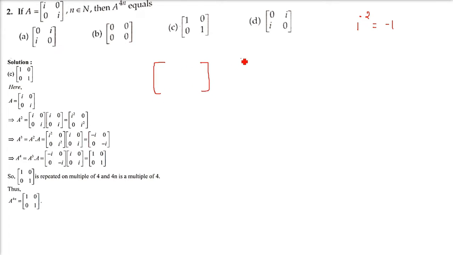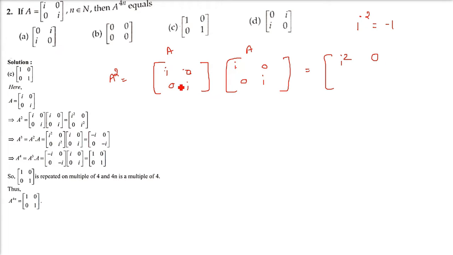So you have this A, and this is also A. So A square we are taking, i 0, 0, i. This is i 0, 0, i. So i into i is i squared, and then 0 into 0, 0. Now first row, second column. i into 0, 0, and 0 into i is 0. So it will come 0. So this will be the pattern, okay.